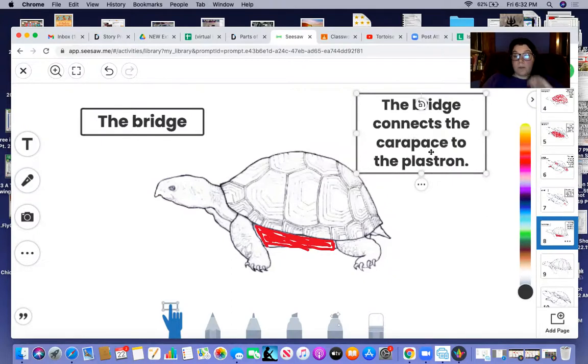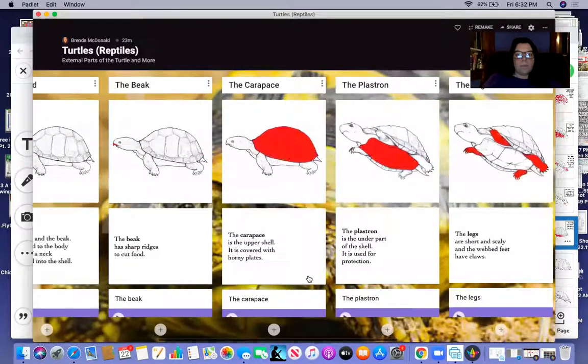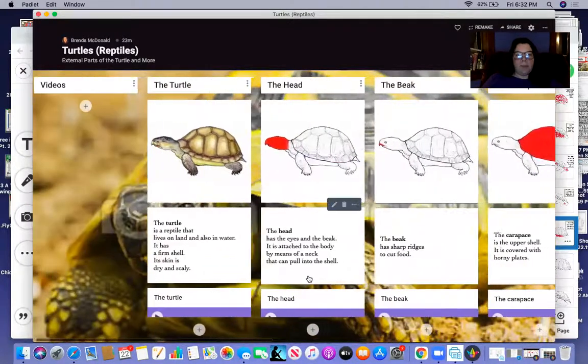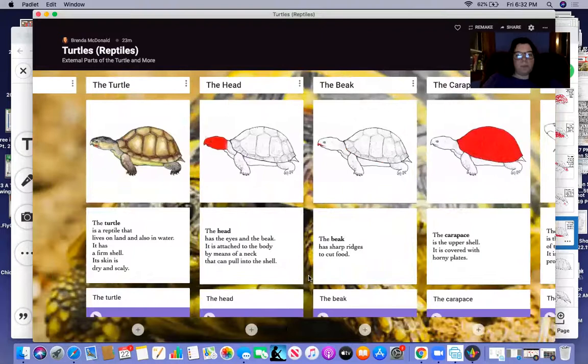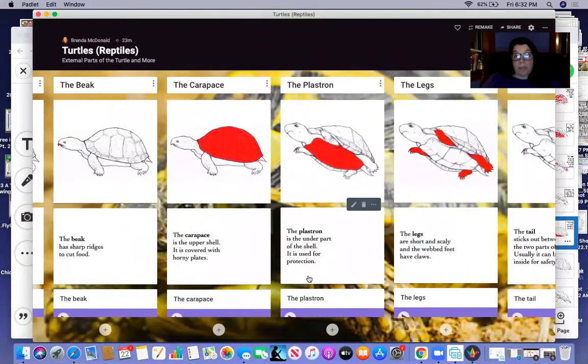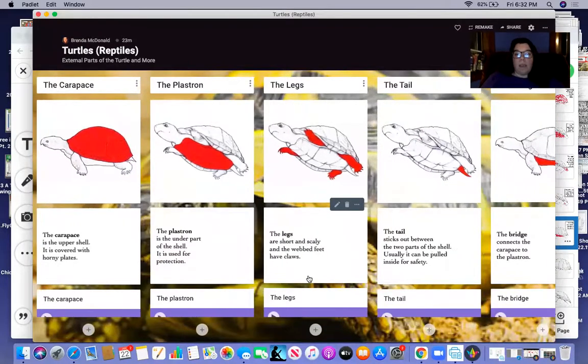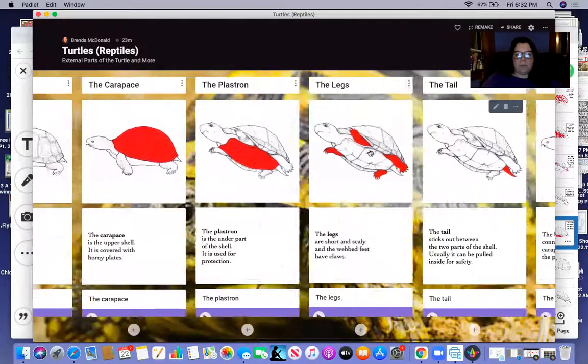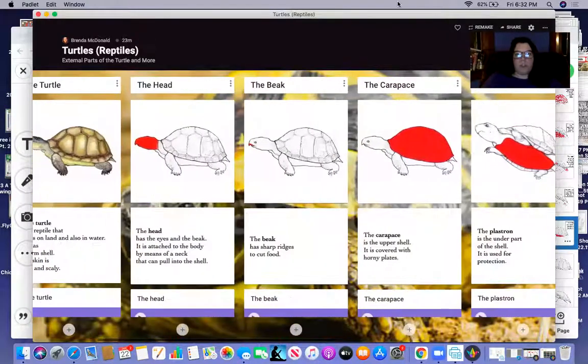Those are external parts of the turtle. So you will have a Padlet that looks like this. I'm not quite finished. I'm going to put some videos up here. But you can always, of course, make a booklet. And there'll be several other work options for you to choose from. But yep, here's our external parts of the turtle that we just talked about.